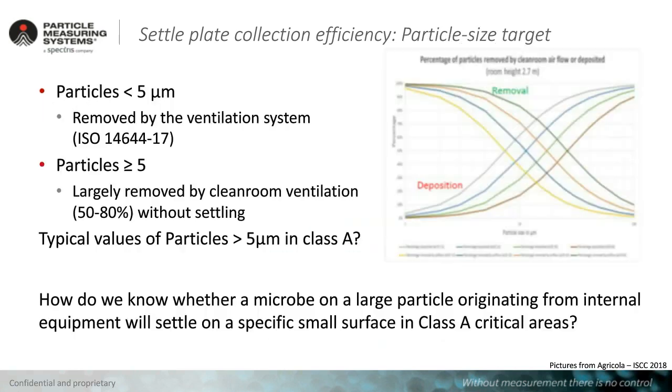Let me emphasize again, looking at this graph that was published by Agricola and presented during the ISSC in 2018. As mentioned, particles less than 5 micrometers are removed by the ventilation system. You will not even find them in clean rooms of Class A. Particles greater than 5 are largely removed by the clean room ventilation system without settling. That means when you look into the graph, you can easily understand that 50 to 80% of the greater than 5 micron particles are removed by the ventilation system.